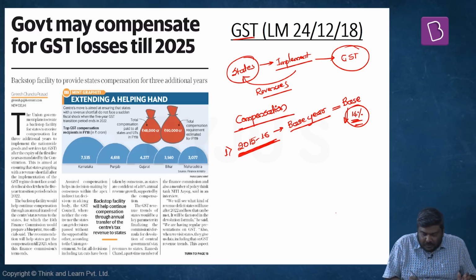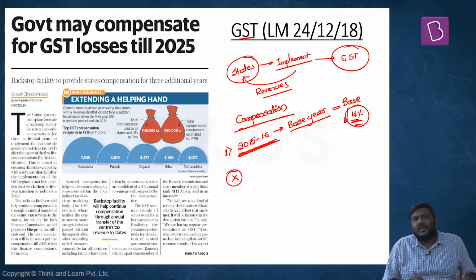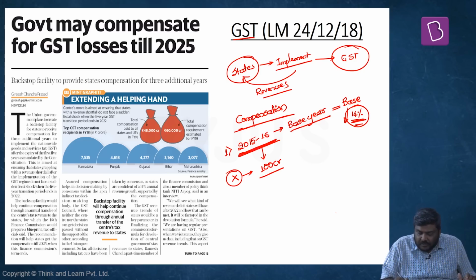Let's take an example of a particular state, let's say X. If I presume that in the year 2015-16, the indirect taxes collected by this particular state was 100 crore rupees, then by using this natural rate of increase of 14%, next financial year it is supposed to collect 114 crore rupees in the form of indirect taxes.